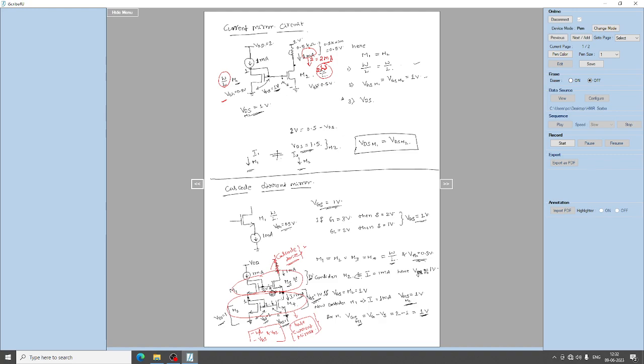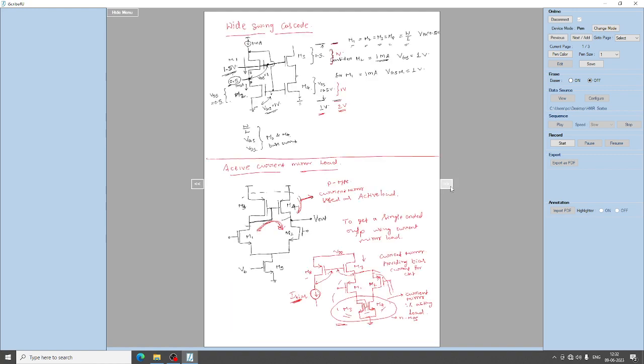This is another point which I forgot to mention here. Okay. So, this is about the current mirrors, cascode current mirror and active current mirror which is acting as a load.